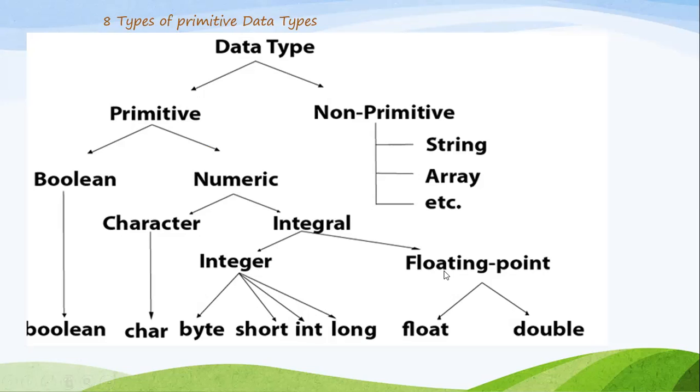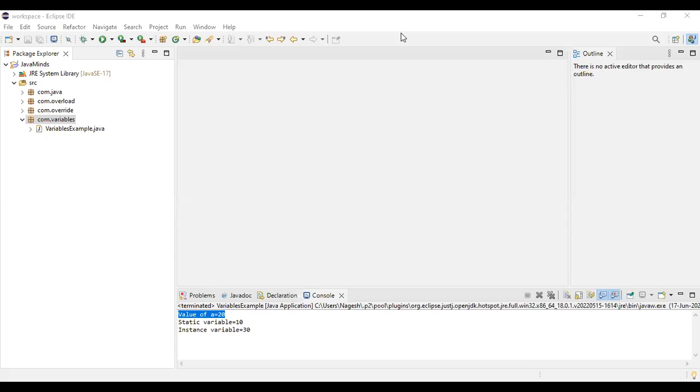Now about floating point numbers. In floating point we have float and double. Float's default size is 4 bytes, and double's default size is 8 bytes. So let us understand in the program how we can declare these primitive data types and non-primitive data types.